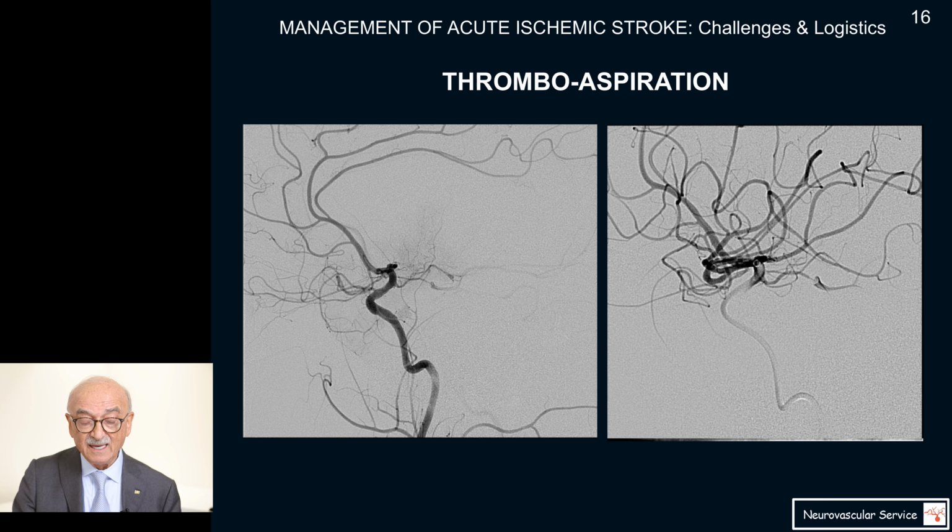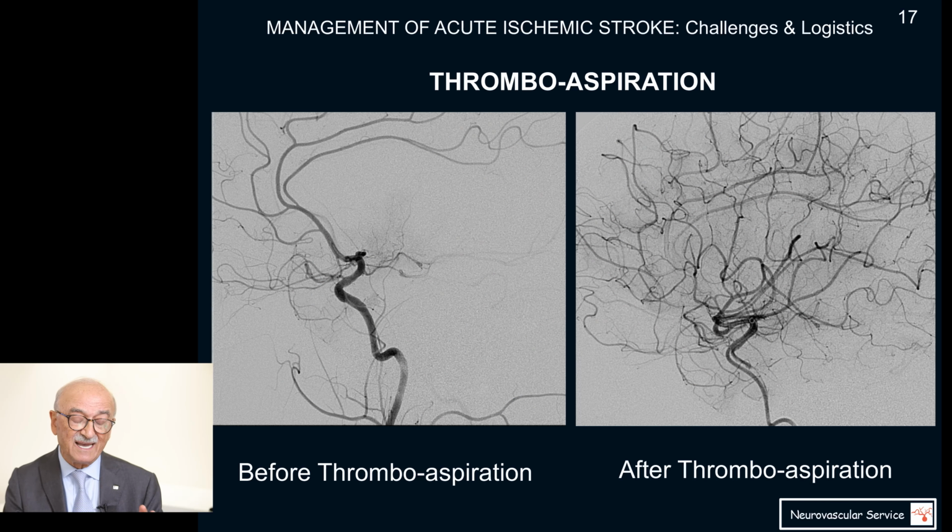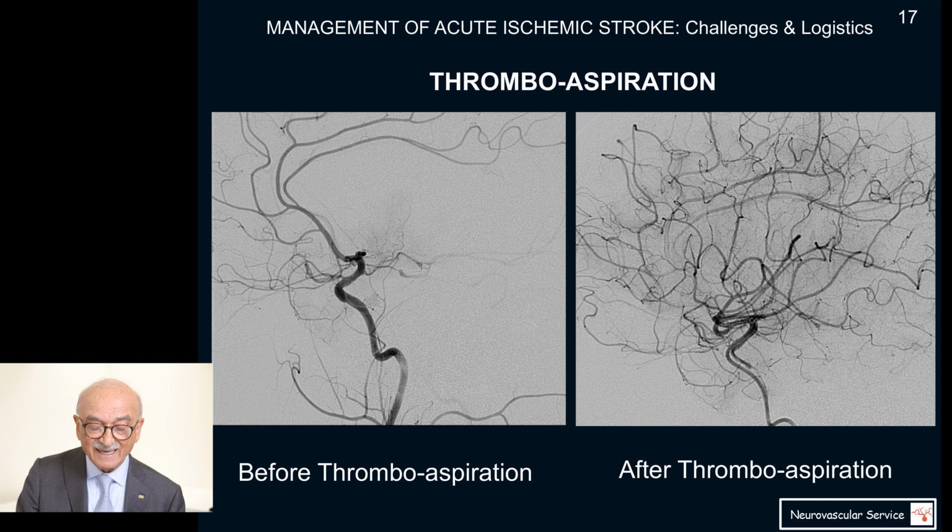And once you suck the clot, there is prompt re-establishment of flow in the normal circulation because the underlying circulation was normal except it got occluded by an embolic clot. So this is an example of re-establishment of antegrade flow using thromboaspiration. On your left-hand side is before thromboaspiration, and on your right-hand side is after thromboaspiration.